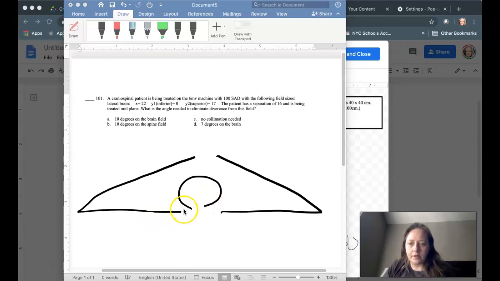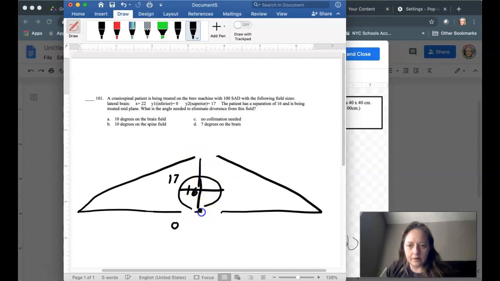So I have my jaw here that's open to 0. This is my Y1 inferior jaw, and this is the 17 cm that my superior jaw is open to. Some of the other aspects that it's giving you here is 100 source to axis, which means that my central axis is right in between on my patient, and that I have 16 cm across the patient's separation. So this distance is 16 cm. This is my midplane point here, so my 17 cm is open to here at this point.